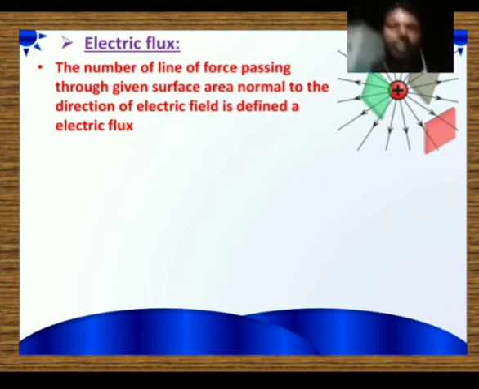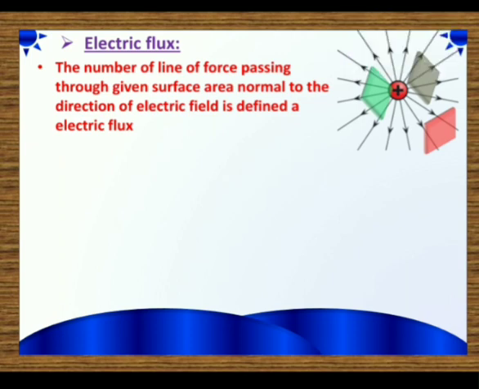What is electric flux? Electric flux is the number of lines of force passing through a given surface area normal to the electric field direction. If you see the diagram, there are three types of surfaces of equal area. One is red color, another is light blue or black color, and another is light green color. If you observe carefully, in the red color only two lines of force pass through that area. In the black color, four lines are passing, and in the green color there are 5 lines of force passing through the given area.